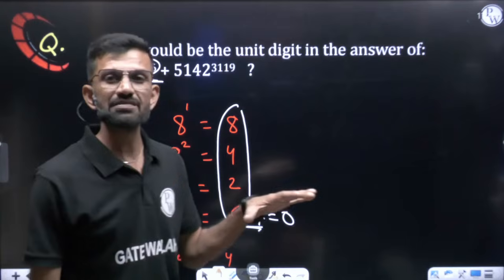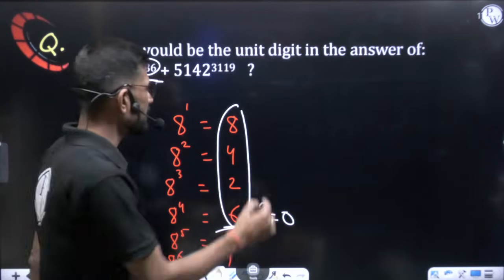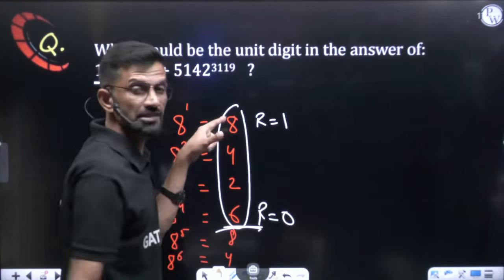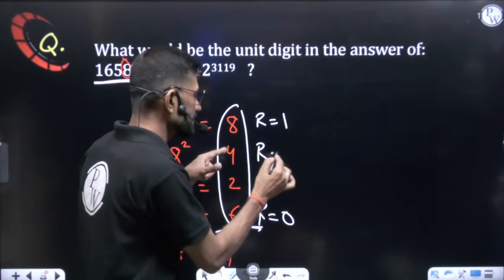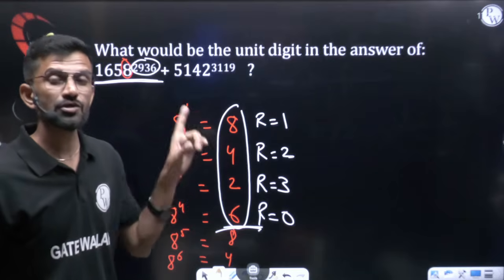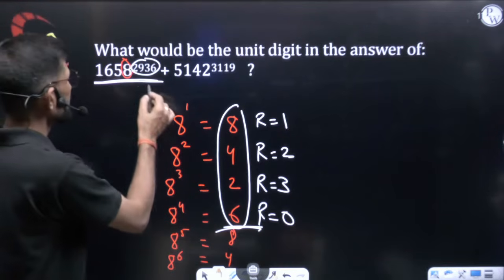Consider the power is not divisible by 4 and you are getting some remainder. Consider you are getting remainder 1, it means it makes groups of 4 and stops here. Remainder 1 means it will stop here. Remainder 2, it will stop here. Remainder 3, it will stop here. Remainder 4 you won't get because you are dividing by 4. Remainder 0 means it will stop here. So take the power and divide by 4.